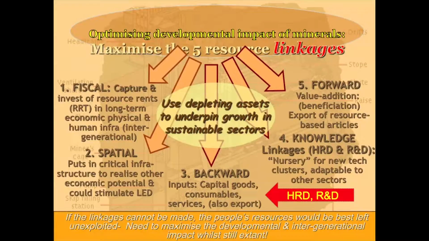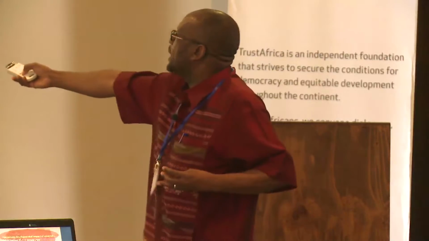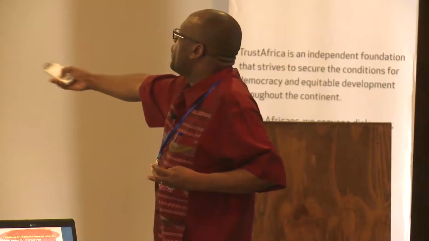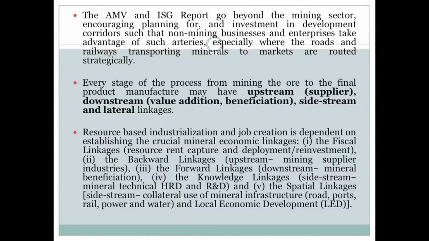The forward linkages, value addition, government is trying to do something about it. In terms of chrome, they've come up with a tax on exports to promote beneficiation. But these initiatives are very fragmented, they're splintered, and even government has not spoken to the miners. In later fiscal periods, they've said, we can't do it, they are not ready, so we can suspend it for now. Why? Because our policies are not evidence-driven, not evidence-based. So that's the challenge. Paul Jordan says if the linkages cannot be made, the people's resources would be best left unexploited. So in essence, we should have left our diamonds in the ground. That's what he's saying. We would be better off.